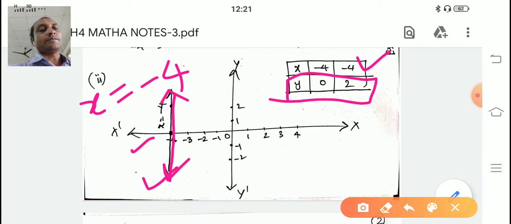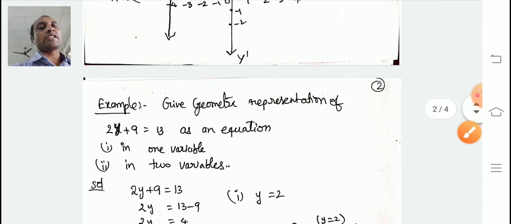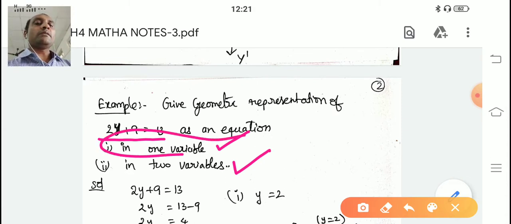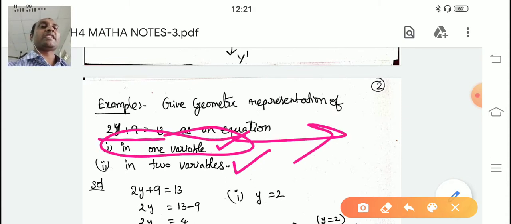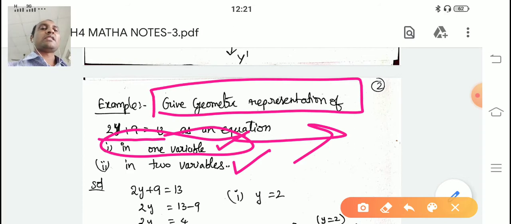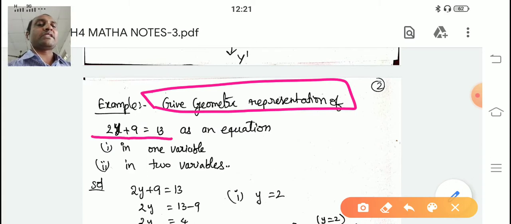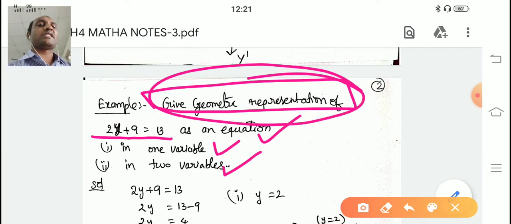In a similar way, we can take another example: 2y plus 9 is equal to 13. Represent it in one variable and in two variables. They are asking for the geometrical representation of 2y plus 9 is equal to 13 as an equation in one variable and in two variables. Geometrical representation is nothing but a graph.